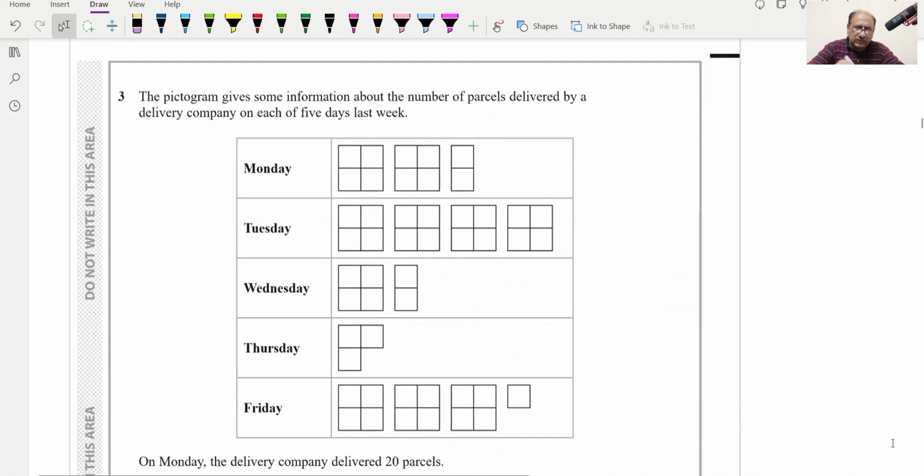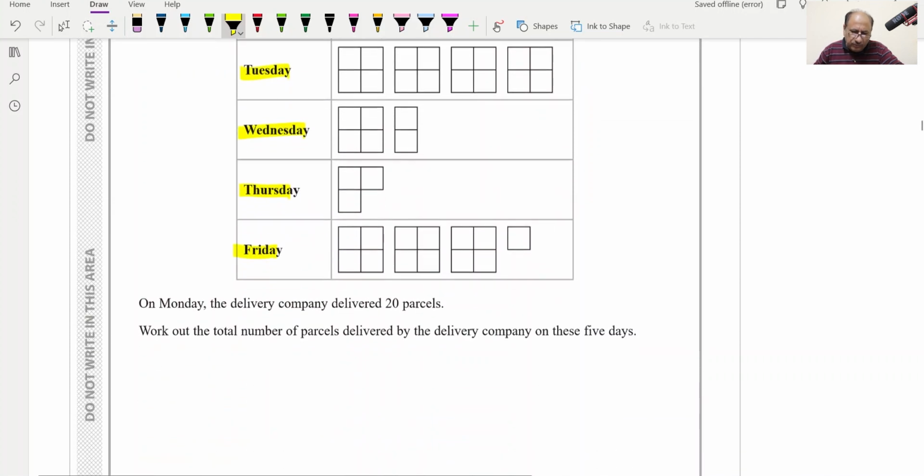Now question number 3. Question number 3 says the pictogram gives some information about the number of parcels delivered by the delivery company on each of 5 days last week: Monday, Tuesday, Wednesday, Thursday, Friday. On Monday, the delivery company delivered 20 parcels. Work out the total number of parcels delivered by the delivery company on these 5 days.